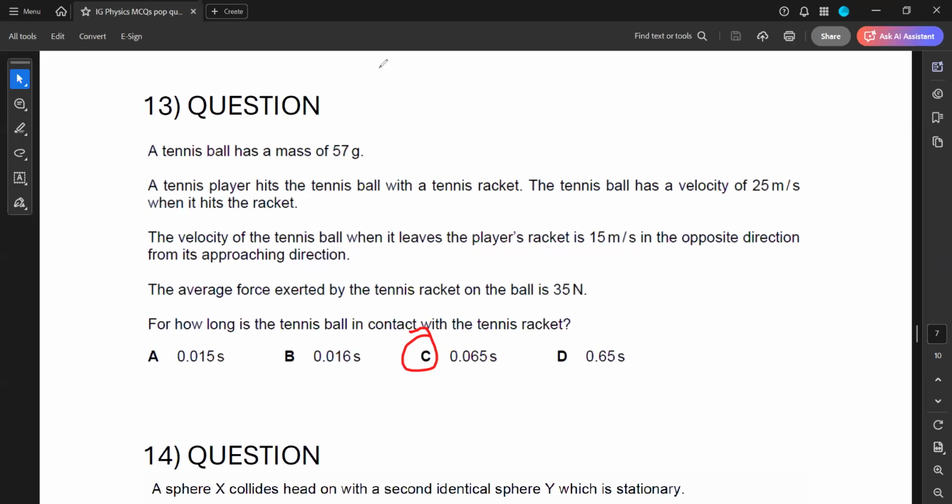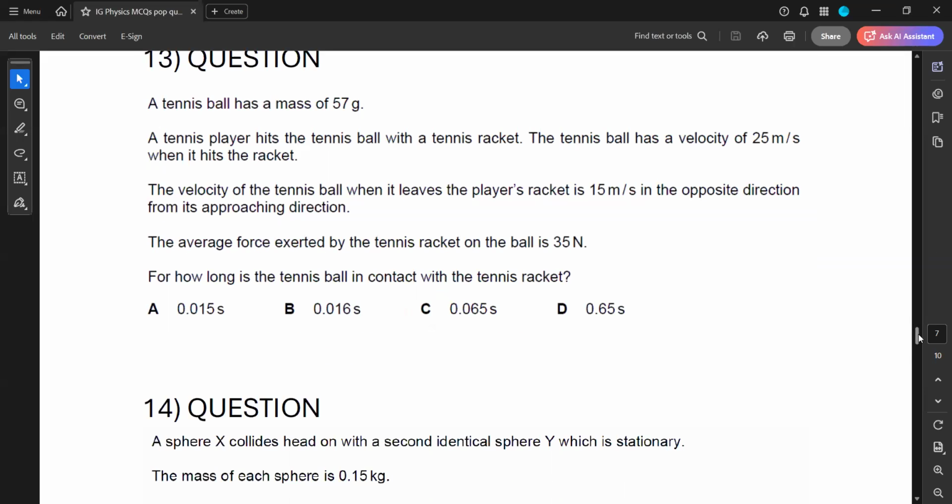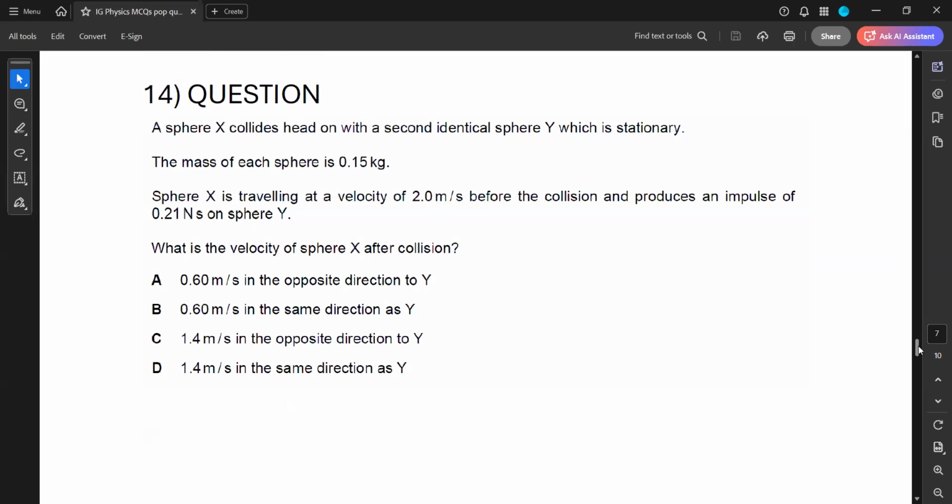Question 14. Whenever the question is related to collision of objects, remember that you have to use the conservation of momentum. When objects collide with each other, we use the conservation of momentum. What is the conservation of momentum? It states that the total momentum before is equal to the total momentum after.